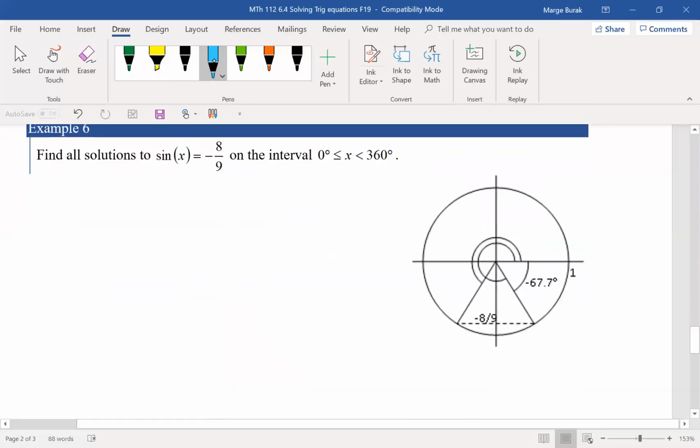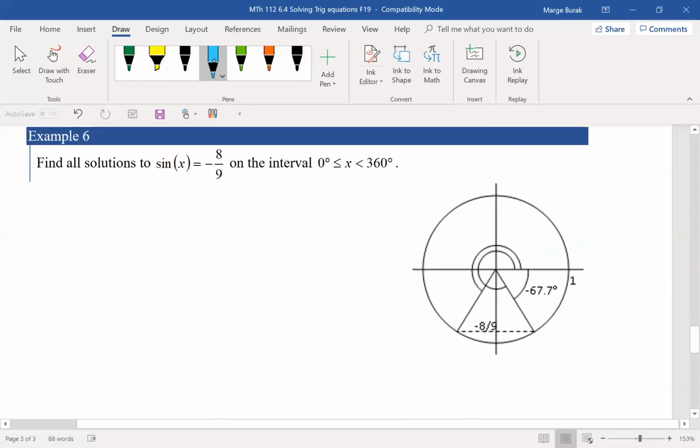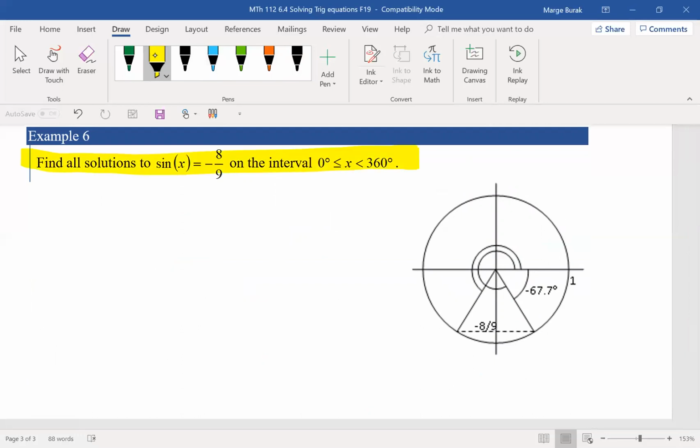Again, you can follow along in the textbook if you want. So this time, I'm going to find all the solutions where the sine of the angle is -8/9. And this time they're limiting me to 0 to 360, which means they're asking for degrees in this case because the interval they're giving me is in degrees. So you've got to pay attention. First of all, my sine is negative. So I'm not going here and I'm not going here. I'm in the third or the fourth quadrant.